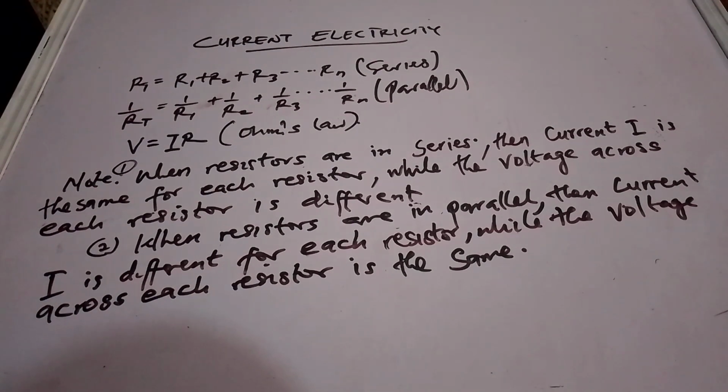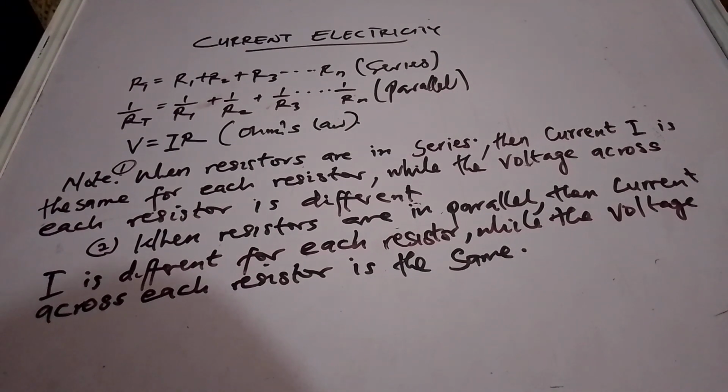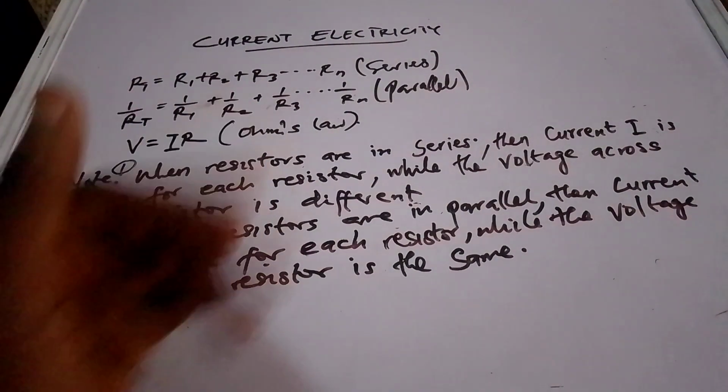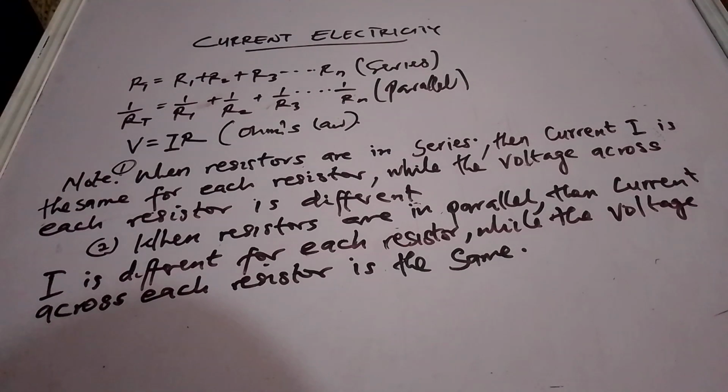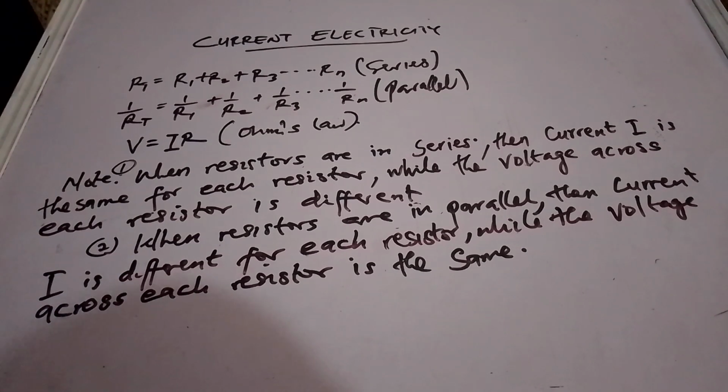So their voltage depends on the value of each resistor. So a resistor of 2 ohms and a resistor of 3 ohms will not have the same voltage across them if they are arranged in series in a circuit. So you have to get that concept that when resistors are arranged in series, then current is the same for the resistors, while the potential difference is different. Then let's look at the second concept. When resistors are arranged in parallel, then the current is different for each of the resistors, while the voltage across each resistor is the same.